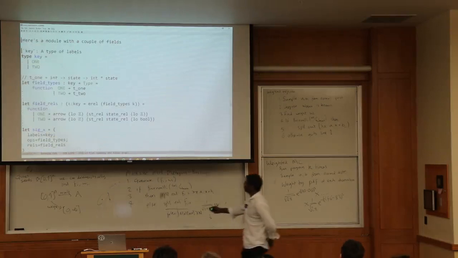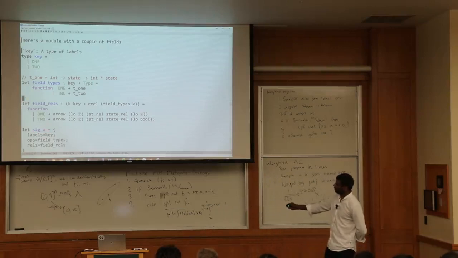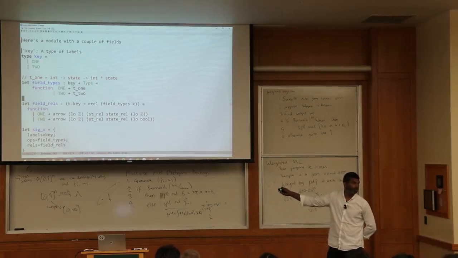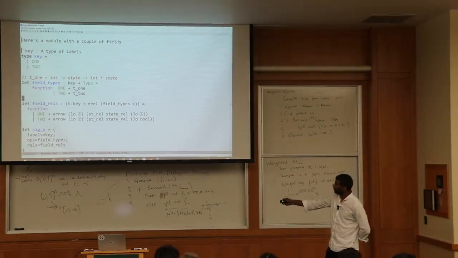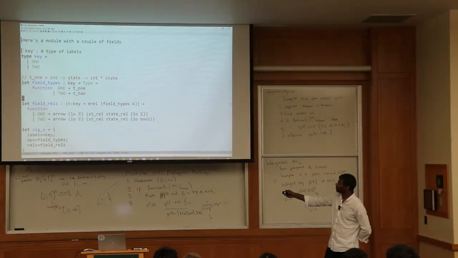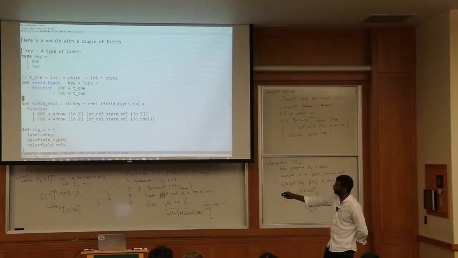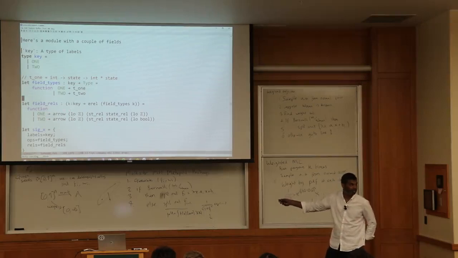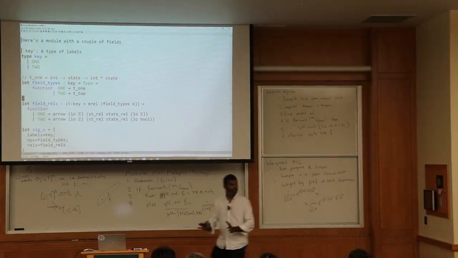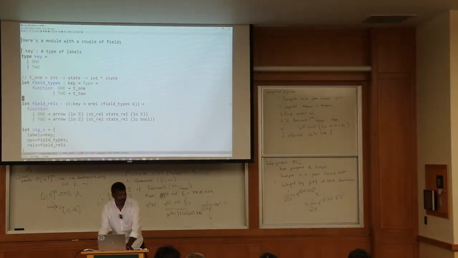Okay, here's an example. That's a signature. The labels are drawn from this type of keys. This is a module that has 2 operations, 1 and 2. The operations have types, where the type of operation 1 is T1, the type of operation 2 is T2. That's what this ops is. And then associated with each operation is a relation on those operations, and operation 1 has that relation and so on. So the signature is just the specification, just the types. And the values are going to be these maps.